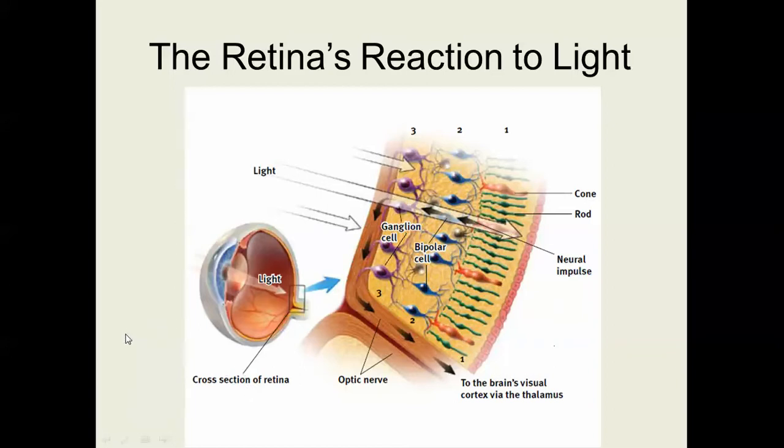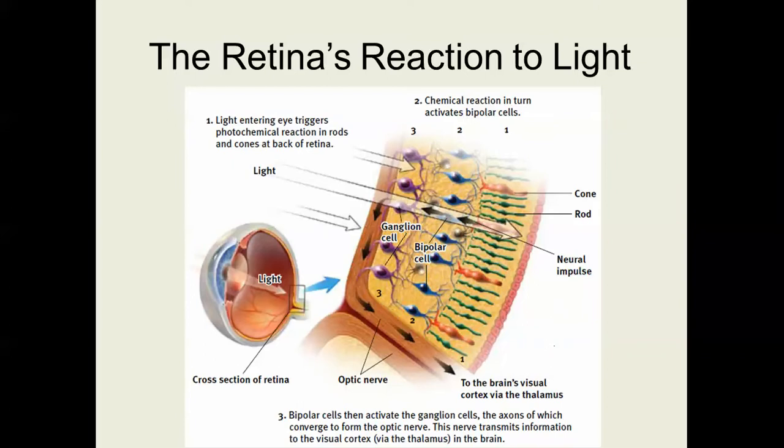I'm trying to give you some time to get this all written down, or pause it or whatever if you want to. So, your rods and cones, again, right here, they're all clustered around what we call the fovea. Light enters the eye, and they transform light energy into what we call neural signals. And these signals activate the neighboring bipolar cells, which in turn activate the neighboring ganglion cells. Here's your bipolar cells. Here's your ganglion cells.